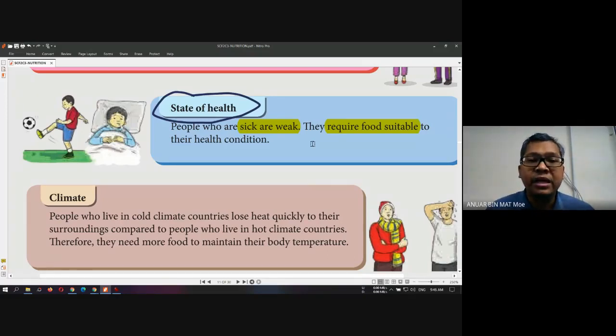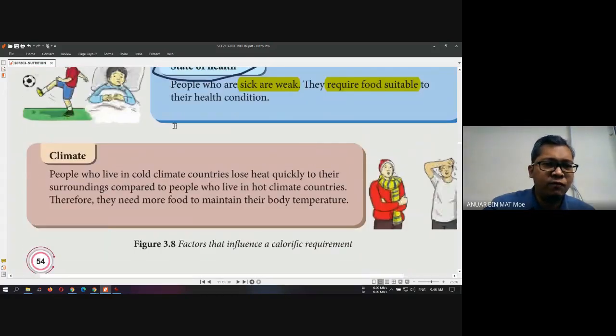State of health, right? And then the last factor is climate. People who live in a cool climate need more food. Why? To maintain their body temperature. Generally, people in a colder climate need to eat more food, because they want to maintain their body temperature. Okay, can you understand the factors?